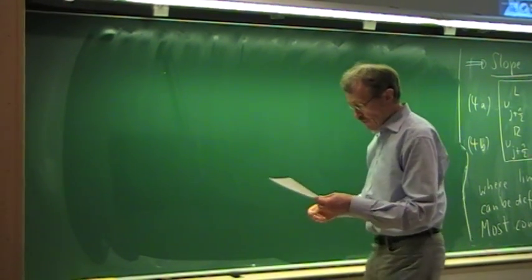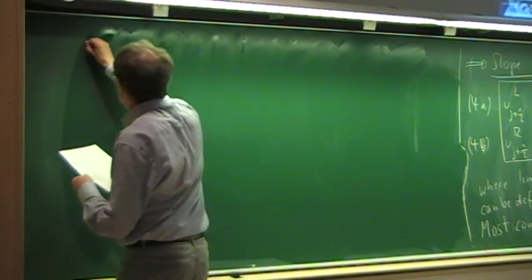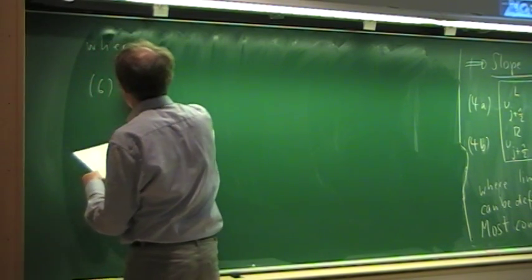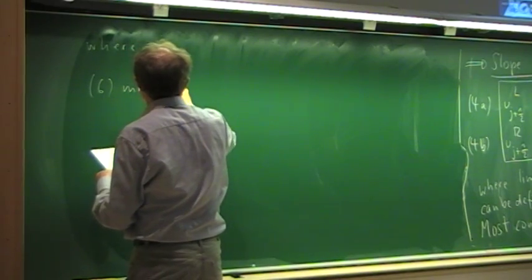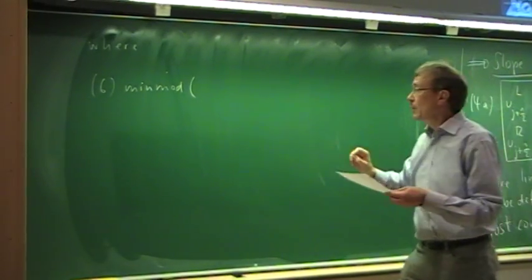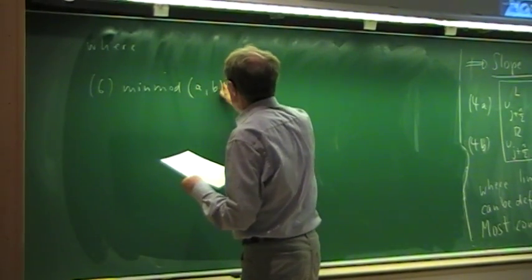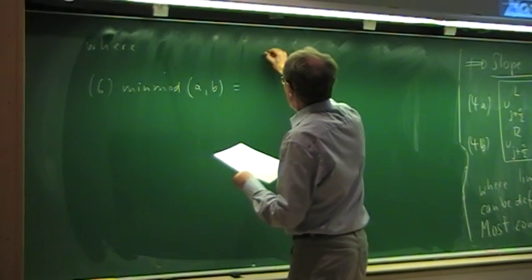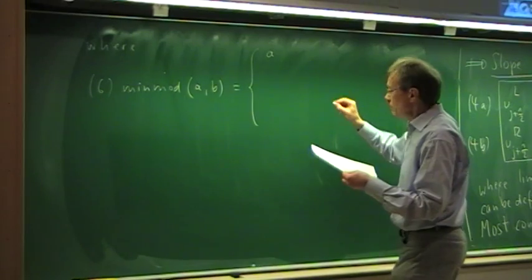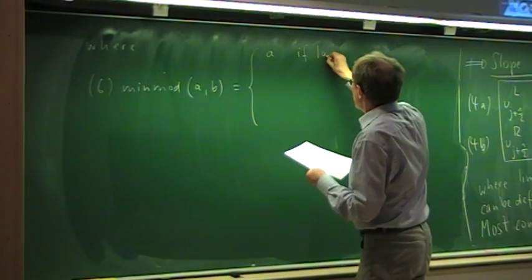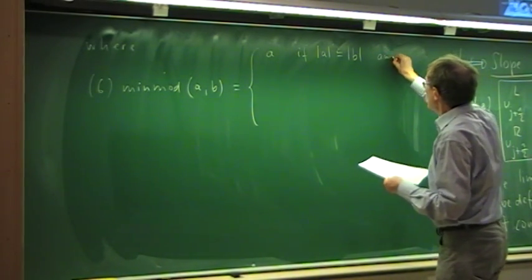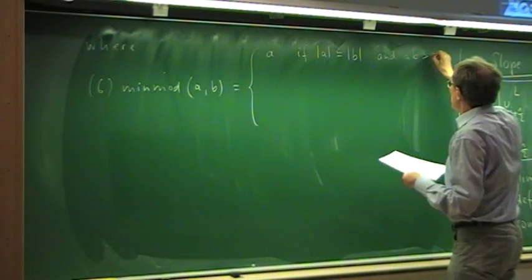So the Minmod is defined as follows. That is 6. And the Minmod is a function of two arguments. In our case, two slopes. We call them A and B here in the definition. And then we have three cases. We get A if the modulus of A is smaller or equal than the modulus of B. And it is important that they have the same sign.